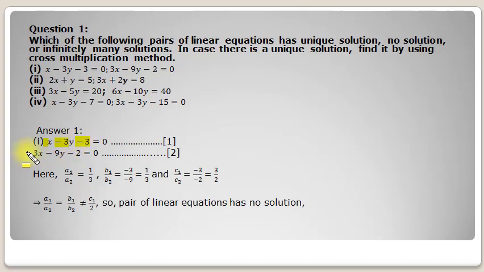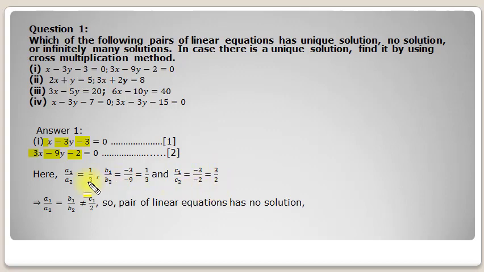Now coming up to the second equation, the coefficient of x here is 3, positive 3. So the value of a2 will be 3. Here the value of b2 will be minus 9 and the value of c2 is minus 2. Okay. Then if we find the ratio of a1 upon a2, b1 upon b2 and c1 upon c2, we will get 1 by 3, minus 3 by minus 9 which is 1 by 3, and c1 upon c2, minus 3 by minus 2 which is 3 by 2.